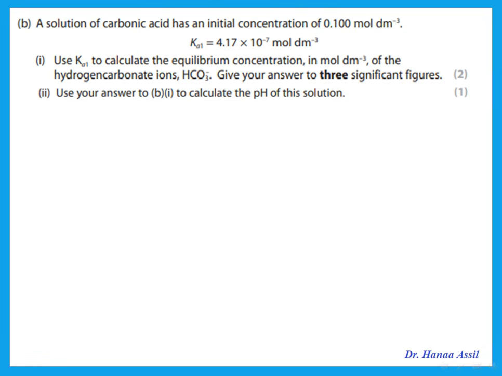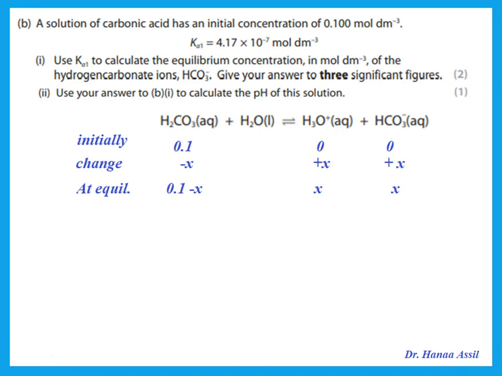A solution of carbonic acid has an initial concentration of 0.1, and he gives me the Ka. Use Ka1 to calculate the equilibrium concentration in mole per decimeter cubed of the hydrogen carbonate ions. So this is the equation he gave before: carbonic acid plus water to give H3O plus and HCO3 minus.